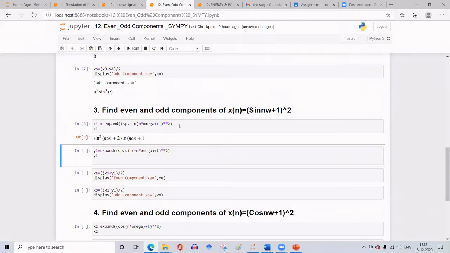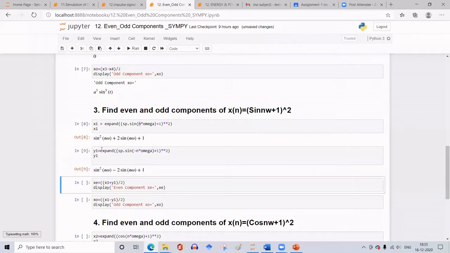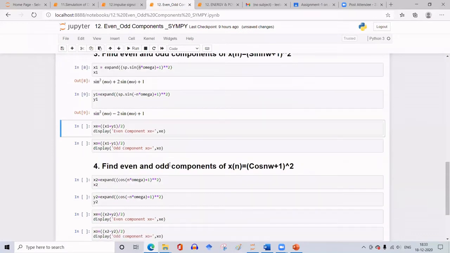So when you expand this, it will be sine square n omega plus 1 plus 2 sine of n omega. So y1 will be change plus n to minus n and then expand it. So I am taking the x of minus n as expand, change the sign of n to minus n and then expand. I am designating it as y1. So that y1 is sine square n omega plus 1 minus 2 sine n omega. That is a plus b whole square here and a minus b whole square here.